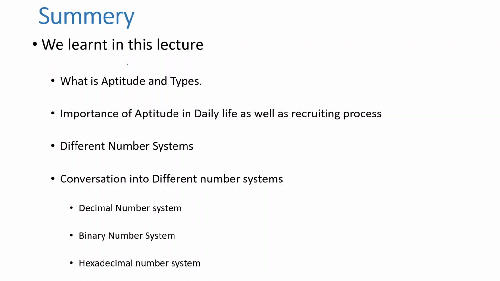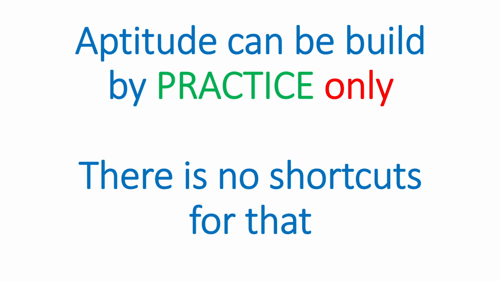So far we have learned what aptitude is, why it is important, the types of aptitude and the different number systems, and we are comfortable with conversion of decimal numbers into binary, binary into hexadecimal and so on. Now most people ask the question, how can I build aptitude? Aptitude you can build only by practice. If you do more practice, you will have more aptitude and be more intelligent than others. That is very important in any competitive examination, and there are no shortcuts for that. You have to do it continuously, with more practice and more hard work. Thank you.